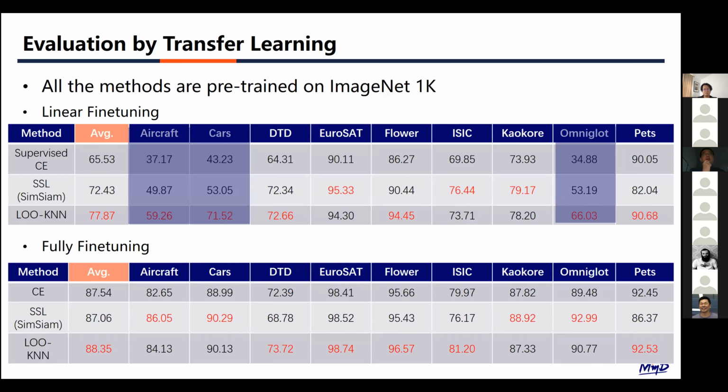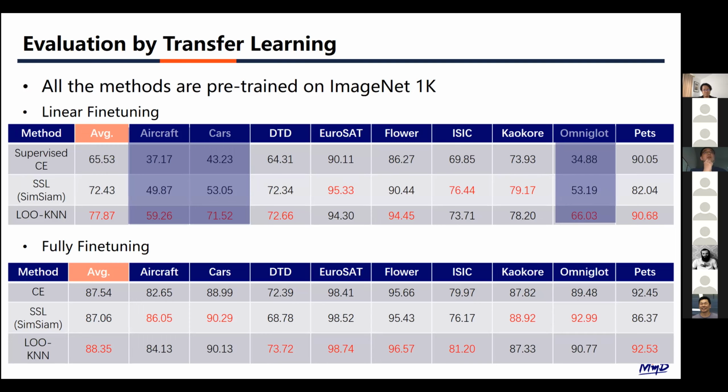So here are some results we have obtained. Basically, we pre-train the method on ImageNet 1K, and then the downstream tasks are 9 different classification tasks. The first evaluation is based on linear fine-tuning. Basically, we keep the representation itself and then train a linear classifier to see the results on the downstream dataset.